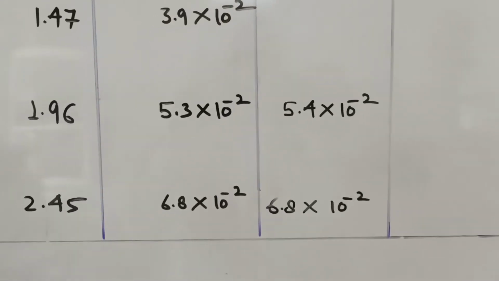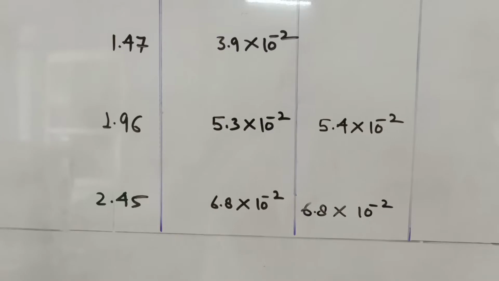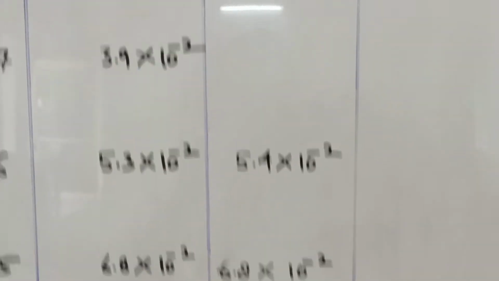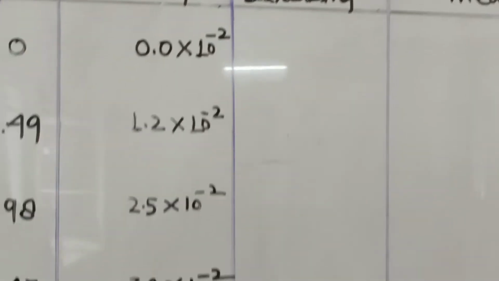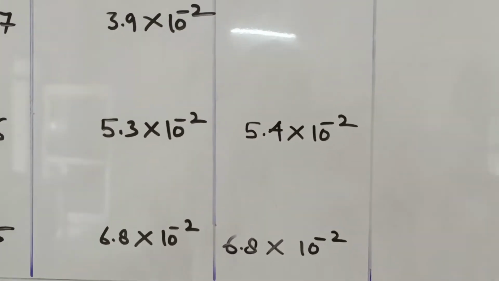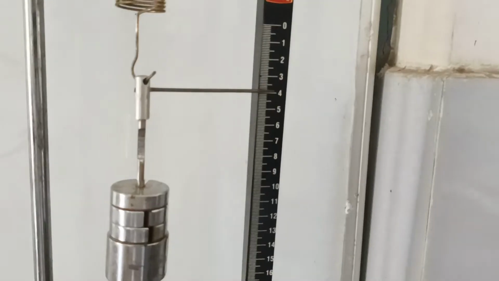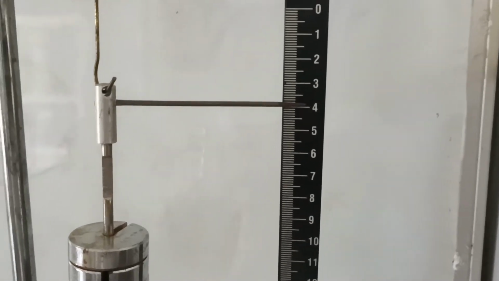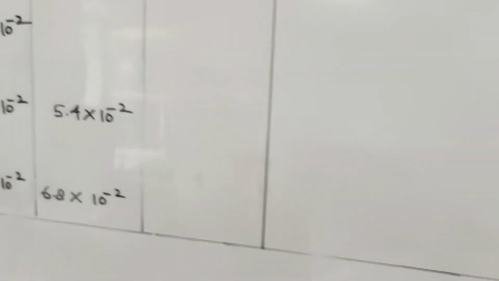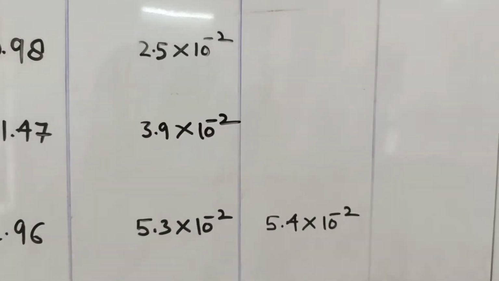The first mass was withdrawn, and then 200 gram was hanging over there, 50 gram was withdrawn. So when we are decreasing the load, the next reading will be recorded from the bottom, and it is 5.4 centimeter, which is 5.4 into 10 to the power minus 2 meter. When another mass is withdrawn, you can see that it's 3.9. The previous reading was also 3.9, so the same reading will be recorded.